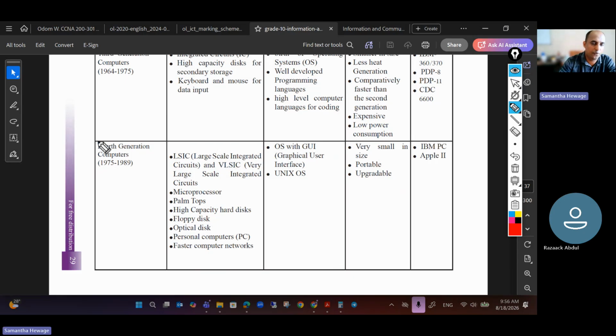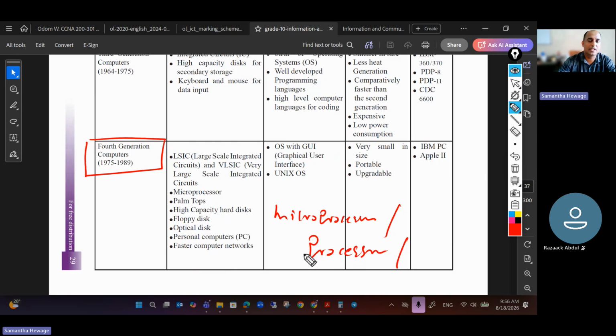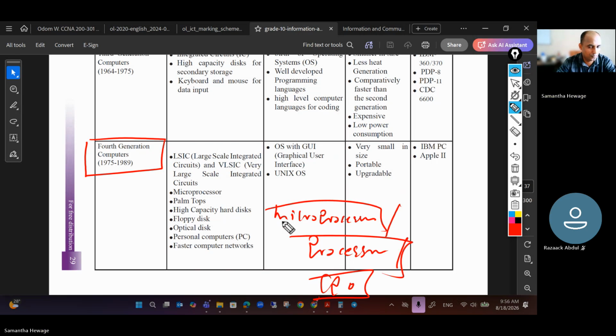Okay, Puti, fourth generation computers. What is the main feature? Microprocessor. Or you can say processor, or in other words, CPU. This is the technology. Nowadays also we use processors. So same technology we are still using. Let's say your computer, what is the most important part of your computer? Processor, CPU, microprocessor.